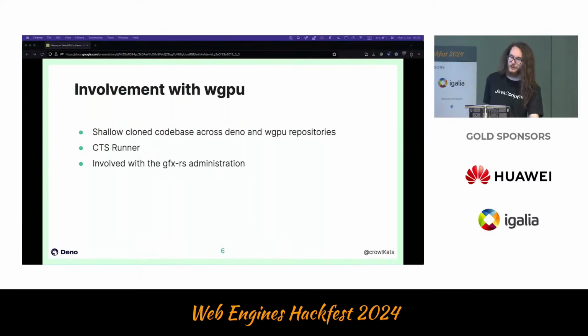There's currently a bit of complexity: since November 2021, the source code of Deno's implementation lives both in the Deno repo, but also in the WGPU repo as a shallow clone, which is not ideal. This is due to WGPU folks needing to have the source code as well because they want to use it to run the CTS, the conformance test suite for WebGPU.